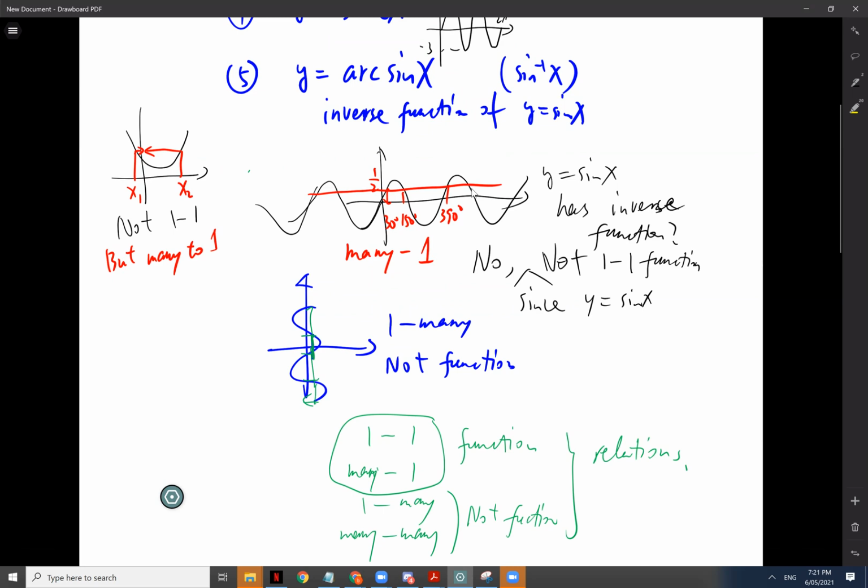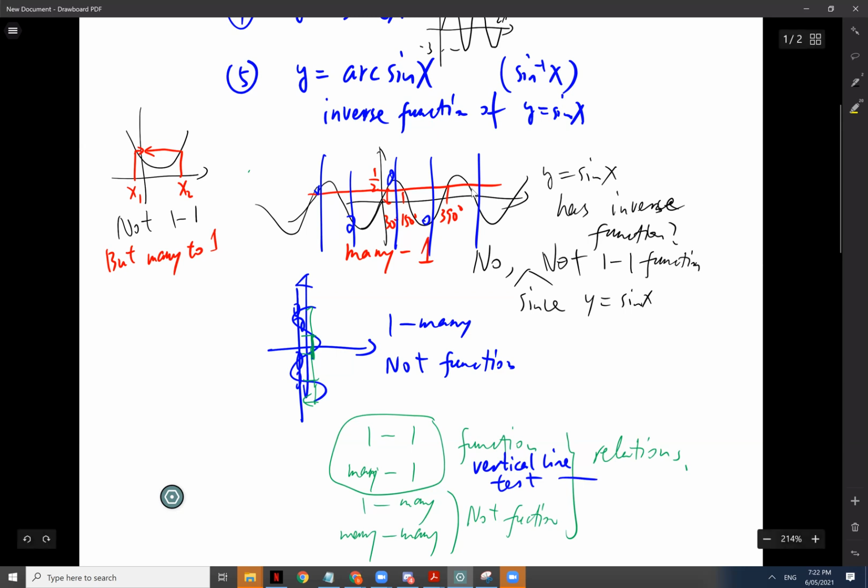For functions, we use an idea called the vertical line test. To test if it's a function, we use the vertical line test. What's the meaning of the vertical line test? You just sketch a vertical line. How many intersections? If it's more than one, it's not a function. Vertical line, only one intersection, this is a function. Parabola is still a function because a vertical line gives only one intersection.